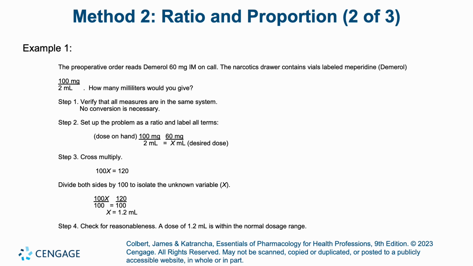100X equals 120, so you need to divide 100X by 100 and 120 by 100, and our answer is X equals 1.2. Step 4, check for reasonableness. A dose of 1.2 mL is within the normal dosage range. You could get that using a reference guide, but it is also something that you'll start to know: in terms of liquid, we do not give more than a certain amount within a muscle. Typically, we try not to give more than 2 mLs. There's a little bit of wiggle room in that, but 2 mLs is a pretty good one to remember.